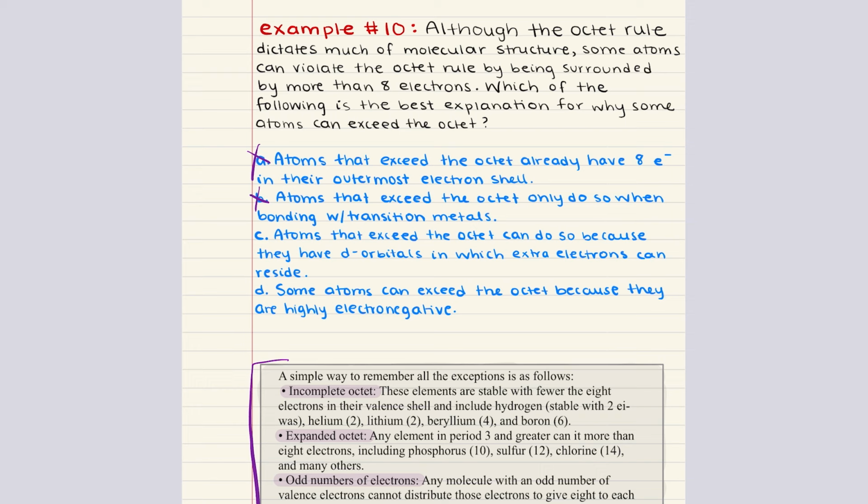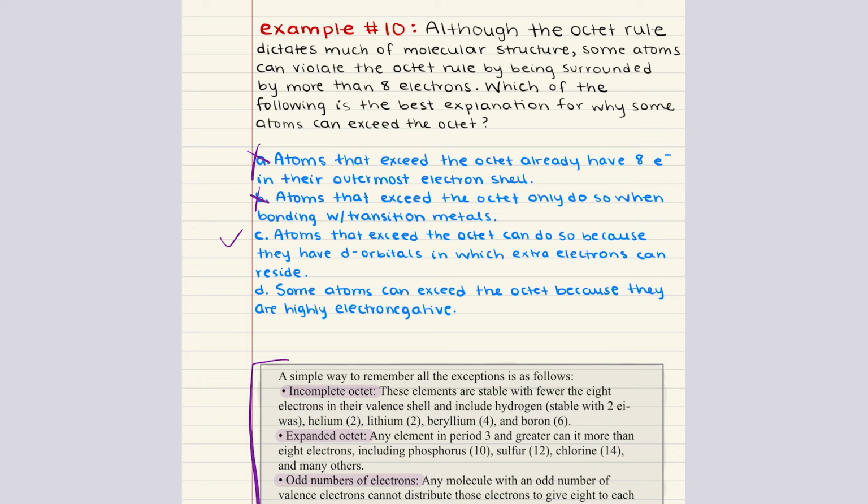C says atoms that exceed the octet do so because they have d orbitals in which extra electrons can reside. Now, this statement is true. Atoms in the third period and beyond have d orbitals that are available in their valence shell, allowing them to accommodate more than 8 electrons. That is the correct statement, but let's read D.